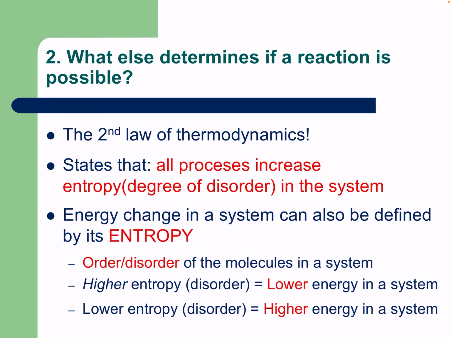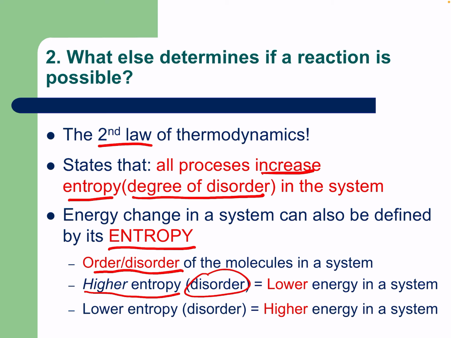So what else determines a reaction? Now we go to our second law of thermodynamics. That states that all processes increase entropy, which is known as the degree of disorder in the system. Energy change in a system can also be defined by entropy. Entropy is the order or disorder of the molecules in a system. When we have higher entropy, that is higher disorder, there is lower energy in the system. Where there is lower entropy, less disorder, there is higher energy in the system.